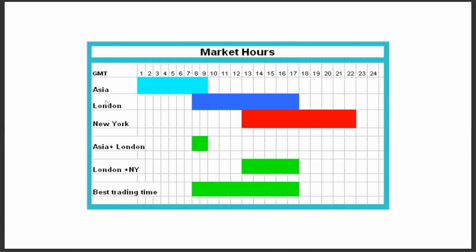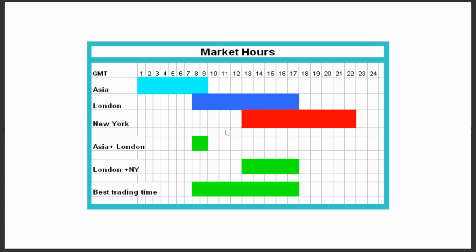All right, now we look at the overlap with the Asia and the London. Which times do both of them run at the same time? Asia and the London, that is 8 a.m. and then 9 a.m. So that's the overlap for Asia plus London. How about London and New York, which is 1 p.m. to 5 p.m.? All right.